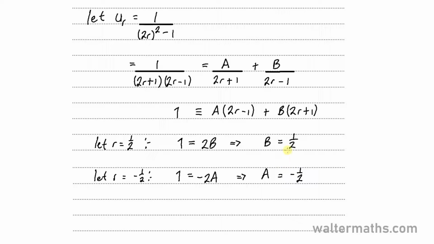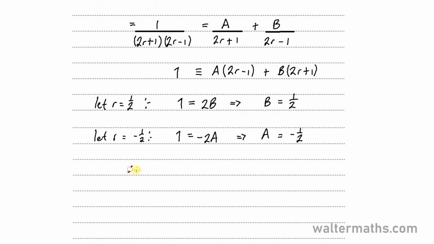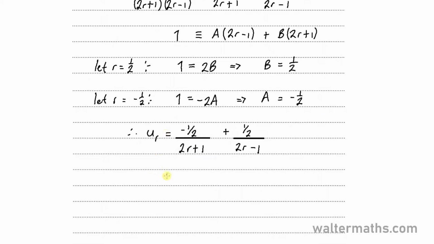So now that we have the values of the constants a and b, we can substitute them into this partial fraction form that we obtained. So that will therefore mean that u sub r will now be coming out as, in place of a, I'll put minus a half, so that will be minus a half over 2r plus 1, and that's plus a half, which is b, over 2r minus 1.